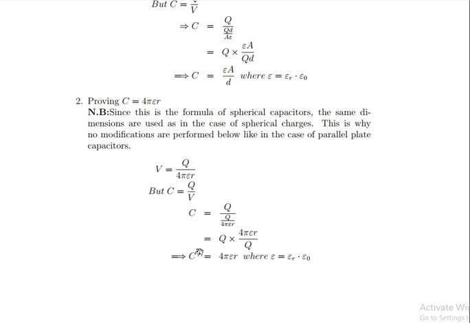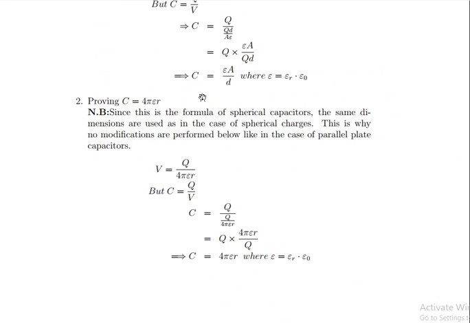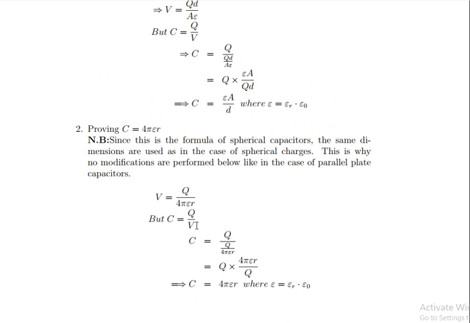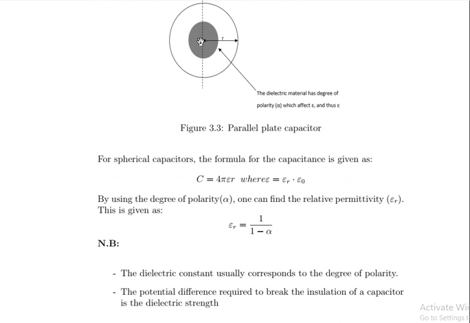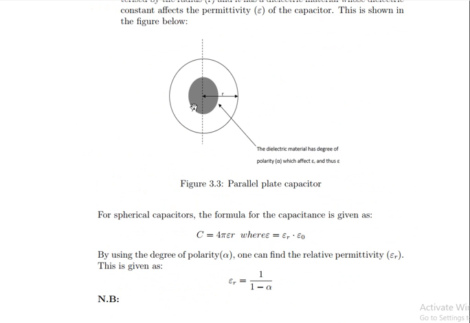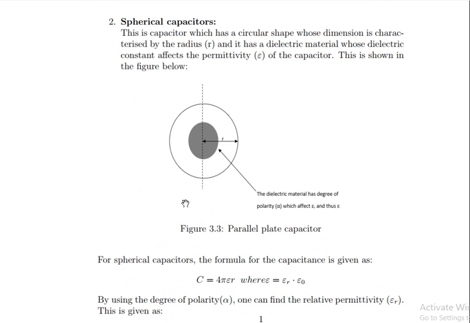When I do that, I multiply here, so my capacitance C is equal to 4 pi epsilon R, where epsilon is equal to the relative permittivity times the permittivity of free space. These two formulas above are the formulas for when the dielectric material occupies the whole space between the capacitor plates.